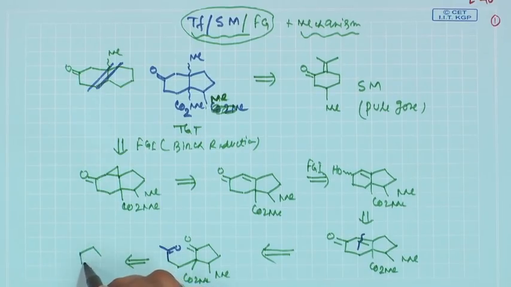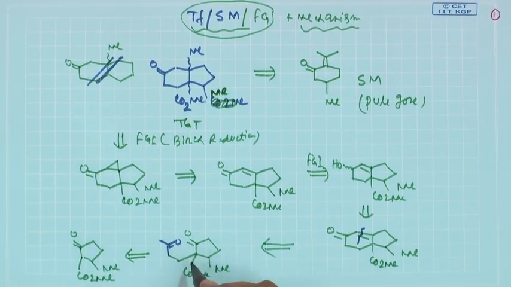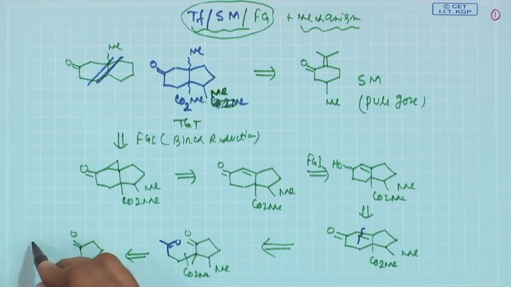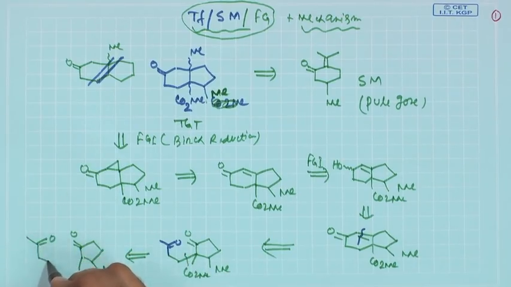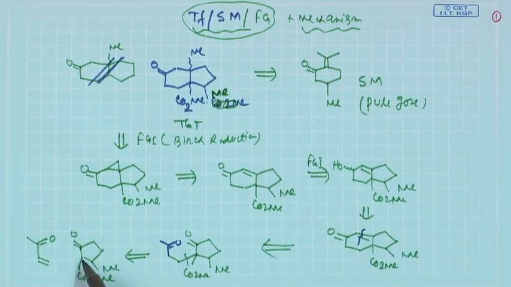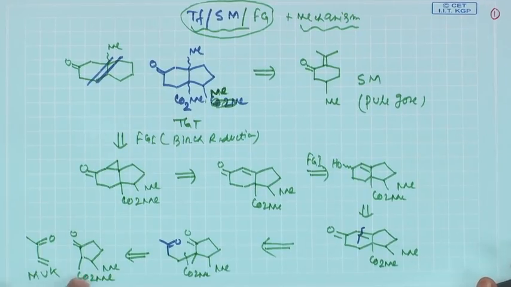Now, do the next round of retro, and we are saying that we will be disconnecting here to basically give you methyl vinyl ketone. Methyl vinyl ketone is commercially available. Now, you need to make this particular starting material, which was here, through this compound.